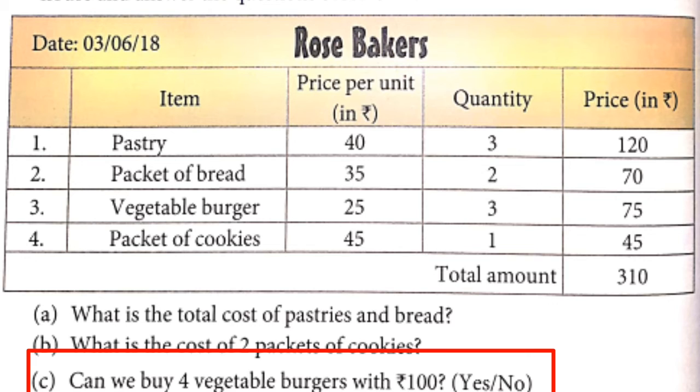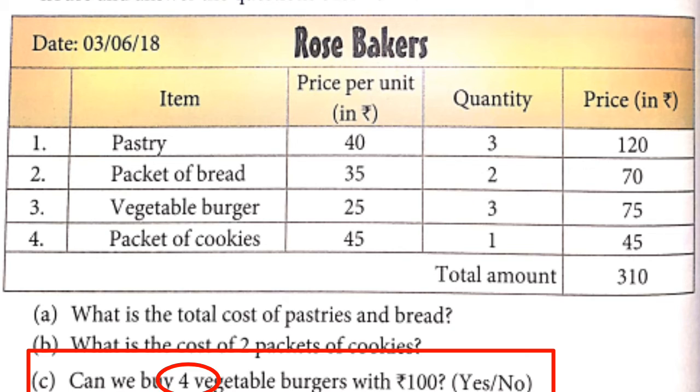Can we buy 4 vegetable burgers with rupees 100? Yes or no? We are just going to answer yes or no. So to write this answer we have to check the shopping bill. For the 4 vegetable burgers, can we buy for rupees 100? So in the shopping bill what is given there? For 1 vegetable burger rupees 25. For 3 vegetable burgers it's rupees 75.